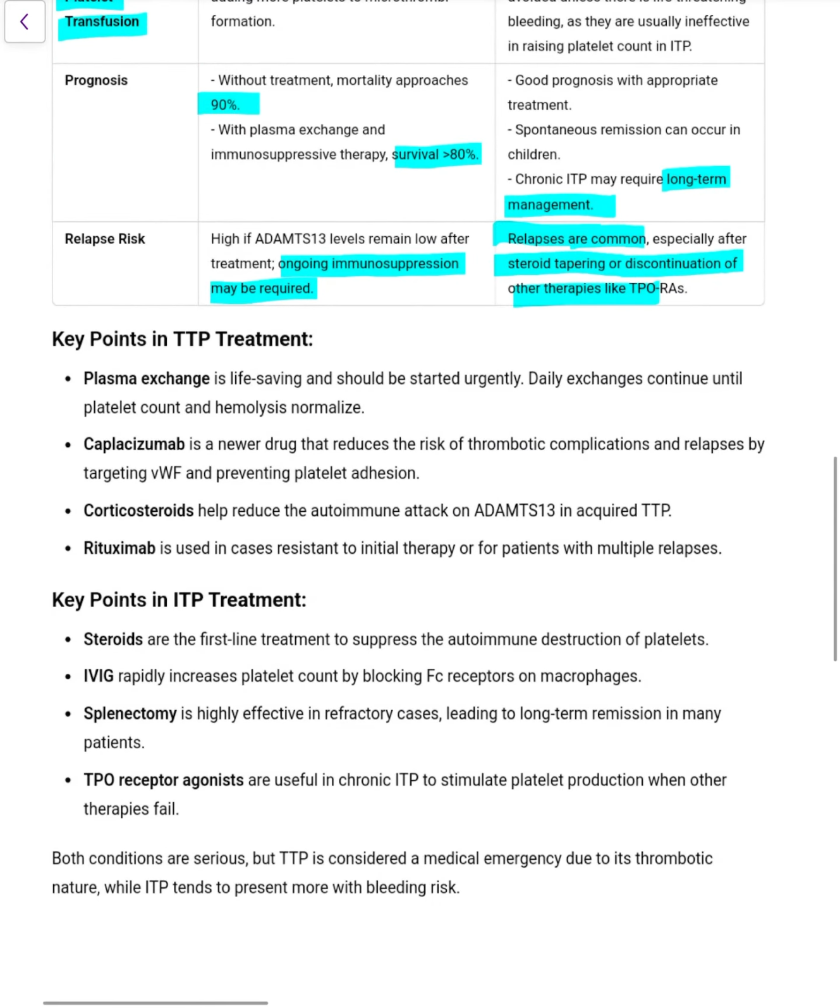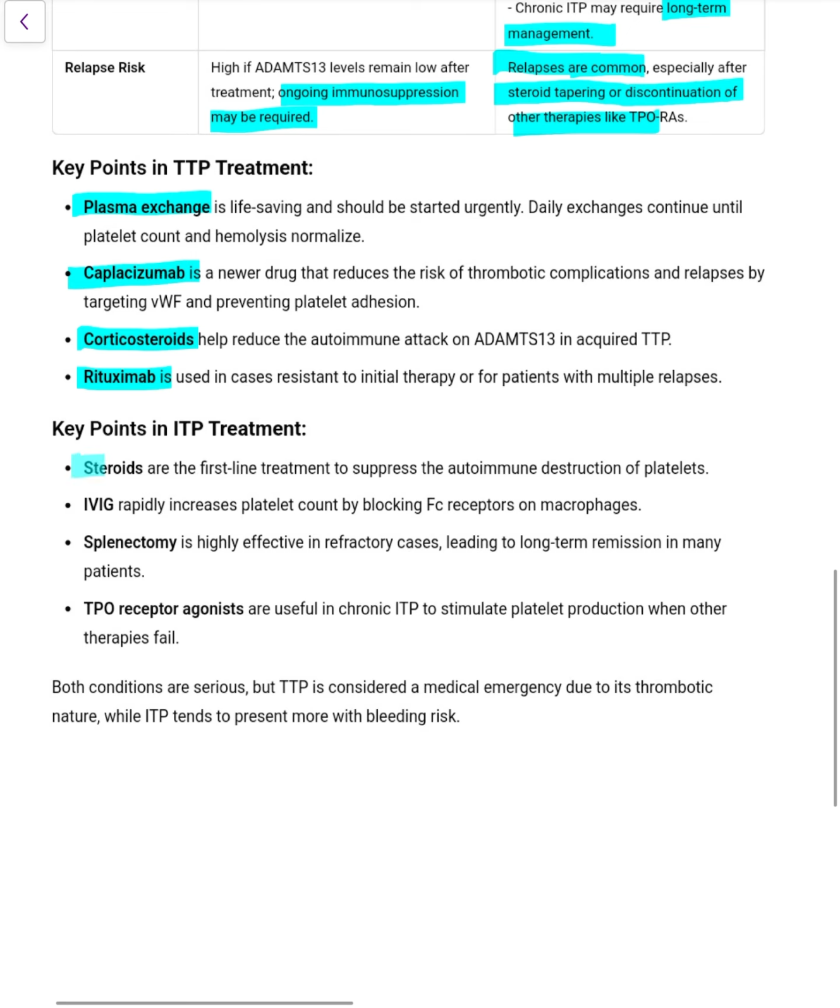Okay, so the key differences in treatment I discussed just now. In TTP, plasma exchange we have to do, caplacizumab, as I said, which is anti-von Willebrand factor, corticosteroids and rituximab. And in ITP, steroids, IVIG, splenectomy, and TPO receptor agonists.